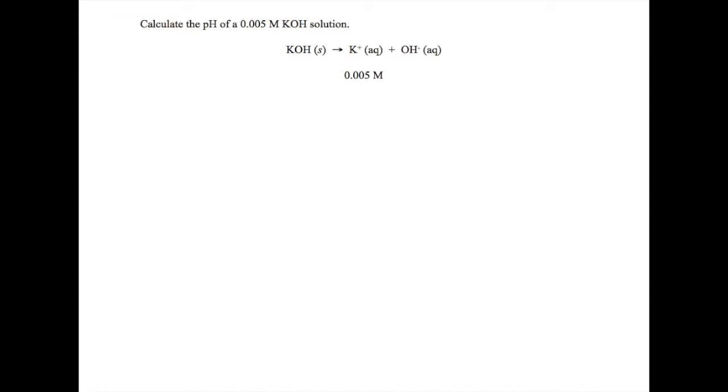Calculate the pH of a 0.005 molar potassium hydroxide solution, KOH. First of all, you might be thinking to yourself, this is a strong base, and strong bases don't give us a hydrogen ion concentration, they give us a hydroxide ion concentration. You can see this from the dissociation equation for the KOH. It dissociates into potassium ions and hydroxide ions. Because it is a strong base, it is a complete dissociation.